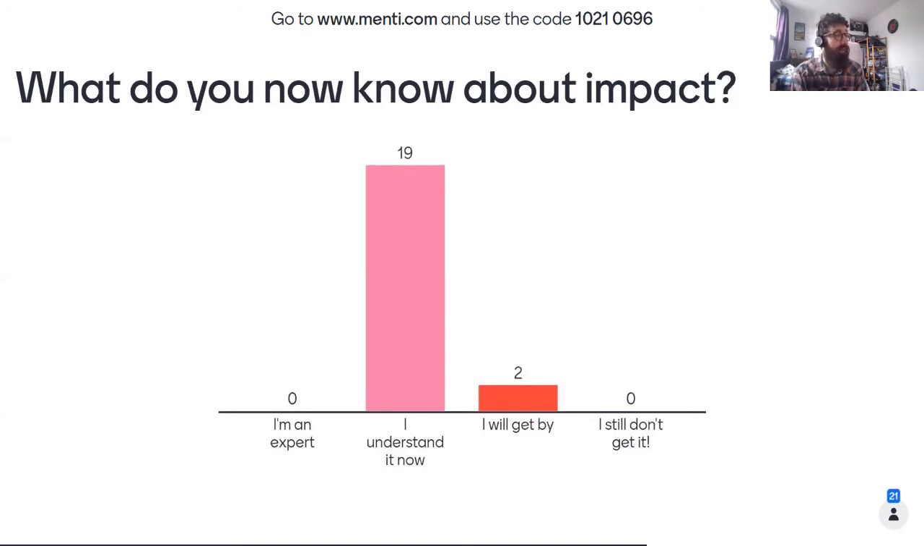Do you think you'll get by? And no shame if you still don't get it, that's totally fine. And it's my job to try and persuade you otherwise in the coming remainder of the session. But equally, I'll be sharing my email at the end. If you have any questions, I'll be more than happy to field them afterwards as well. But so far, looking good in terms of people's understanding, which is great to see. And someone said they're an expert now. So, you know, equally good.